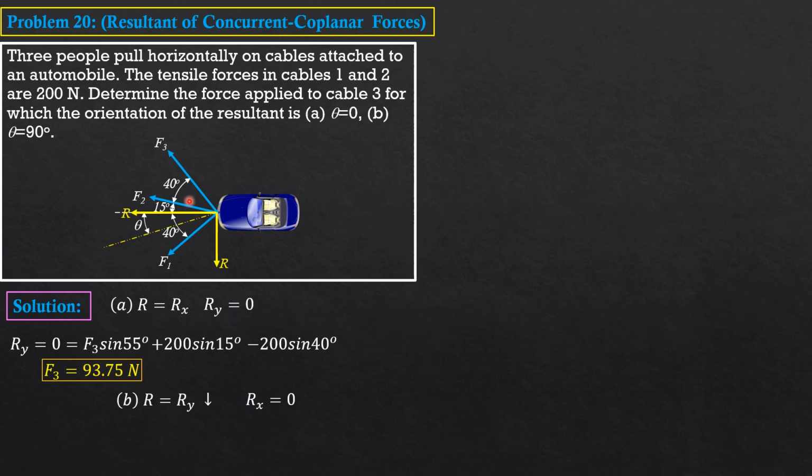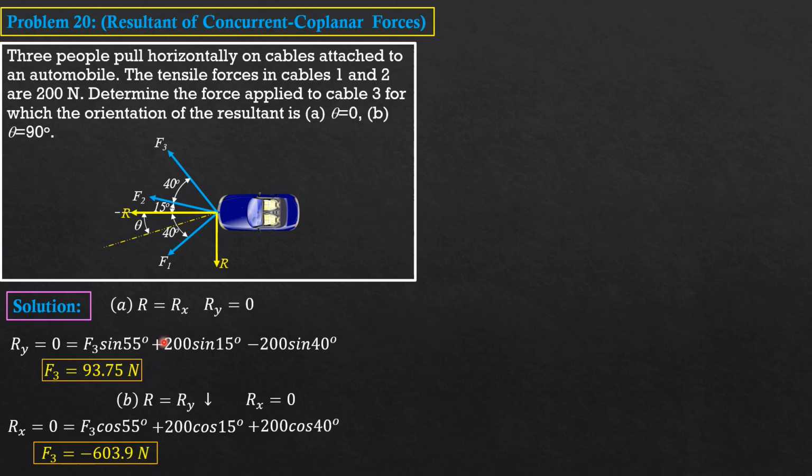So we base our calculation of F3 on this equation here. Since all forces are going left, let's consider leftward as positive. Rx equals 0 equals F3 cosine of 55 degrees, plus F2, which is 200, cosine of 15 degrees, plus 200 cosine of 40 degrees, because they are going to the left. Then equals 0, so we can compute F3, which is obviously negative. F3 is negative 603.9 newtons. It means it is directed in the opposite direction with this magnitude.